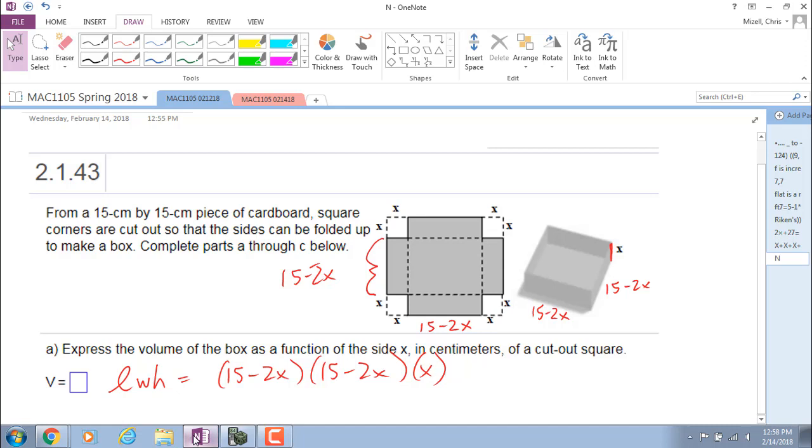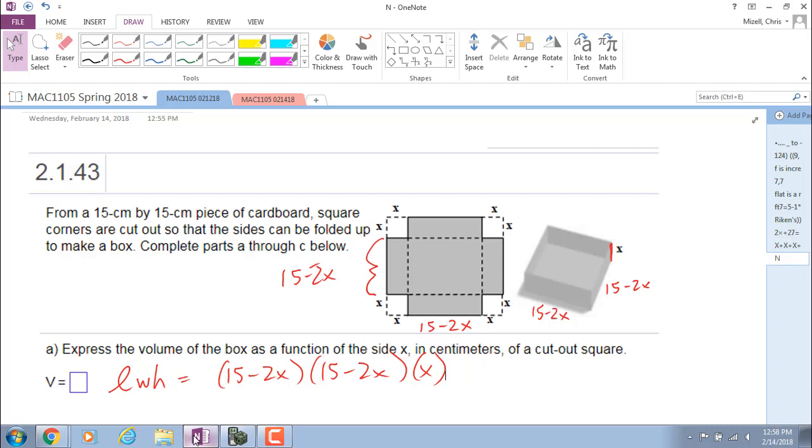Back to where I can write on this. We start with a 15 centimeter by 15 centimeter piece of cardboard. I suppose if we take away too much, that's what x represents. It's the size of this square that we're going to cut out. If we take away too much, we might not be left with anything at all that we could fold up and turn into a box. So what's the maximum side length x that we could take away and still have something we could fold up and make a box out of?